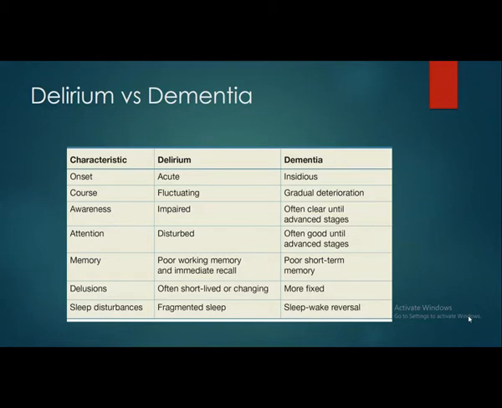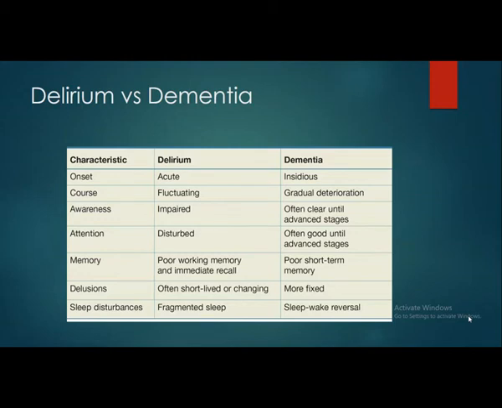The awareness or consciousness in delirium is impaired. However, in dementia, it is usually preserved. The patient is aware of his surroundings. Attention is disturbed in delirium. However, it is preserved in early cases of dementia. Memory is disturbed in both cases. In delirium there is poor working memory, whereas in dementia there are short-term memory issues.